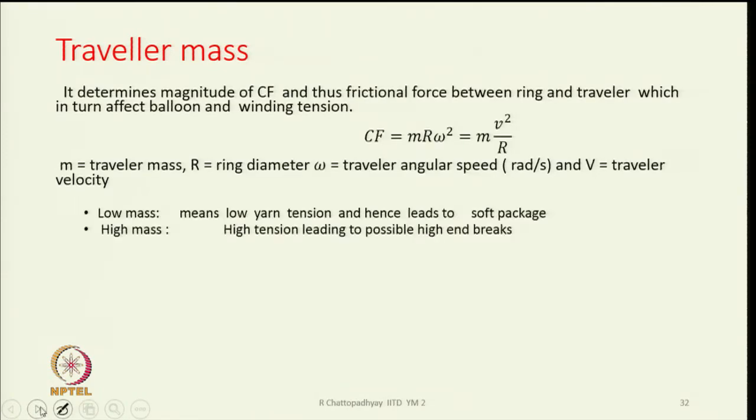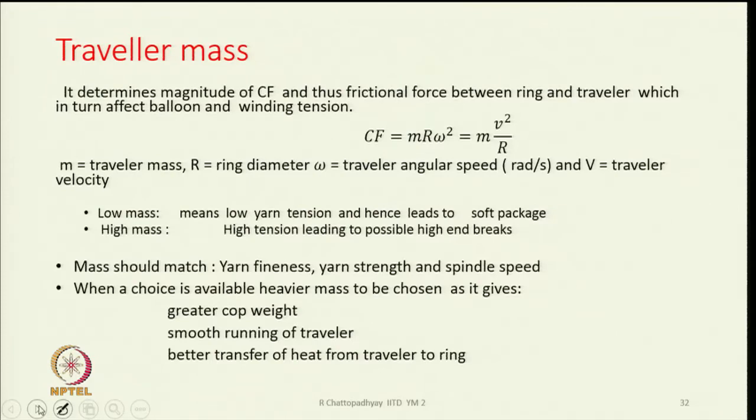Next comes traveler mass, which is also important. It determines the magnitude of the centrifugal force, and the formula for the force is given here. Centrifugal force is a function of m, the mass, v, the velocity of the traveler, and r, the ring diameter. So, low mass basically means low centrifugal force and therefore low yarn tension, and hence it may lead to a soft package. At the same time, it can create less end breakage, but the package may be soft. High mass means high tension, leading to possibly high end breakage, but the package will not be soft, the package will be quite hard. So, these are the two extremes, low mass and high mass.